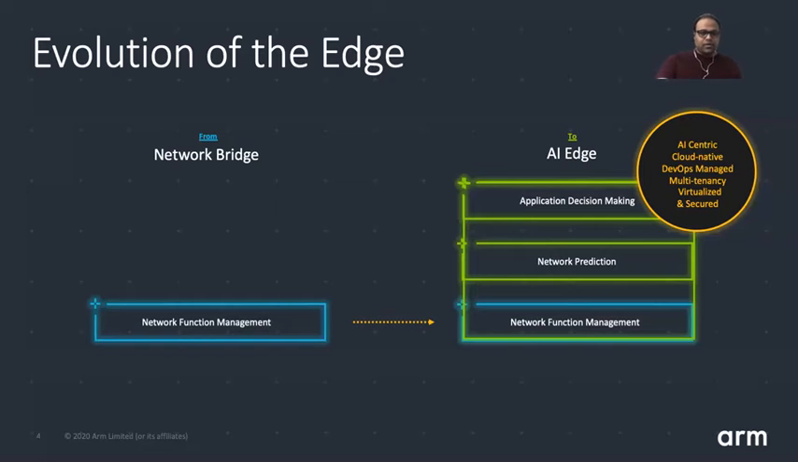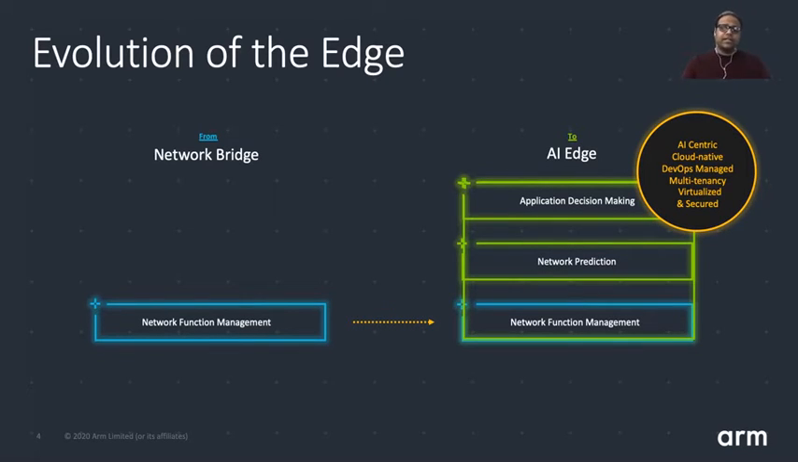Okay, so now let's look at the evolution of the edge. So what we are seeing with all of this is an evolution of the edge. Historically, the fixed functions performed outside of the data center included some sort of network function management. And from a software perspective, it's all a single purpose RTOS or real-time operating system environment. What's changing in this stack is it's becoming more of an intelligent computing platform, ultimately leading to the emergence of what we are calling the AI edge, which can perform high-level functions to be able to make those timely decisions.